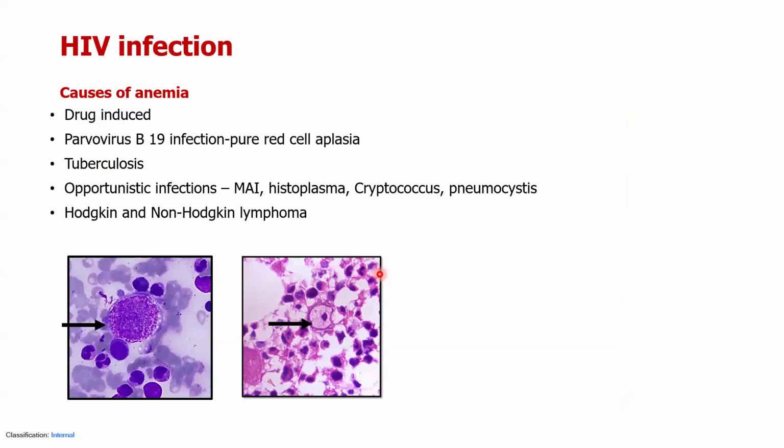HIV infection can give rise to anemia due to a number of causes. It could be due to inadequate production, drugs, or autoimmune hemolytic anemia. And we know they are immunocompromised, so they have associated infections like Mycobacterium avium intracellulare, histoplasma, cryptococcus, etc. They can have associated Hodgkin's and non-Hodgkin's lymphoma. And sometimes we see these giant proerythroblasts with cytoplasmic projections. These are the early erythroblasts infected by the parvovirus B19.